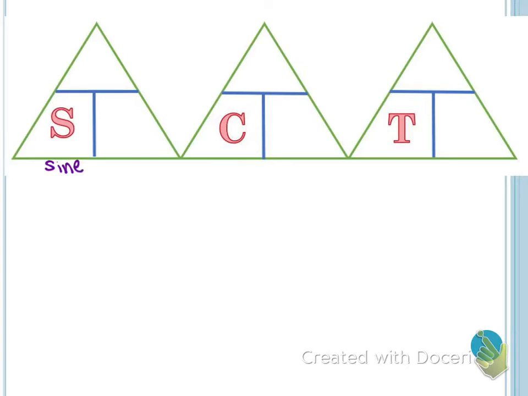How do we spell SOH? S-O-H. So go ahead and put O-H, because what you're going to do is put the opposite over the hypotenuse. The opposite side over the hypotenuse side. Then we have C. What does C stand for? Cosine. And cosine, CAH. How do we spell CAH? C-A-H. So A in the numerator, which is adjacent, and then H in the denominator, which is the hypotenuse.